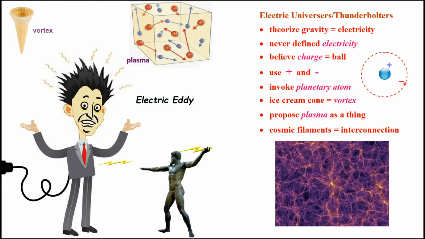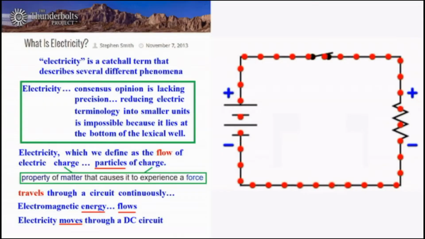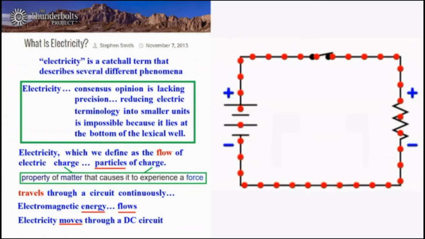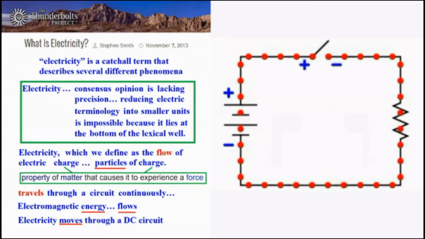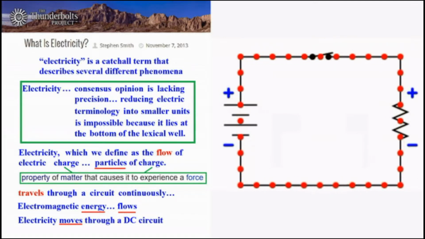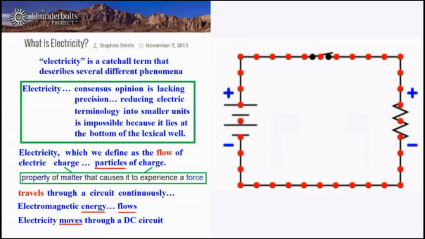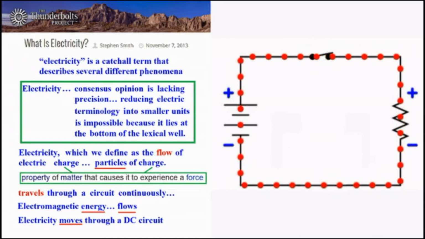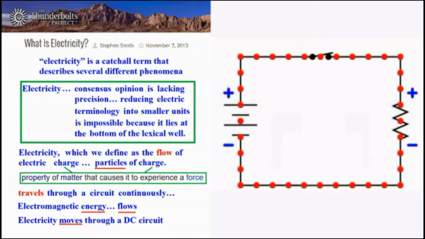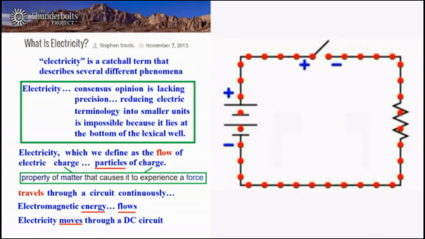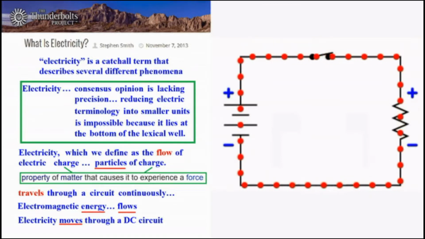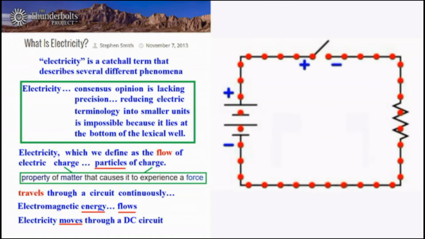And here you have an attempt made by one electric universer, a big shot at the Thunderbolts project, and he asks, what is electricity? And then he says, electricity is a catch-all term that describes several different phenomena. Great. So we don't know very well. It looks like a very iffy start. But then he continues, he says, electricity, consensus opinion, is lacking precision. Reducing electric terminology into smaller units is impossible because it lies at the bottom of the lexical well.